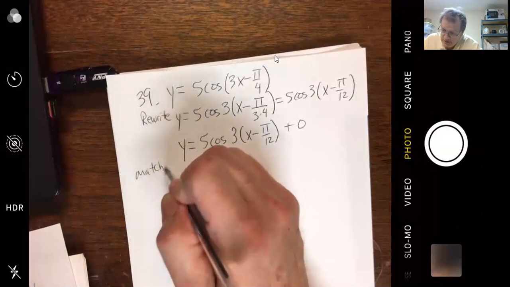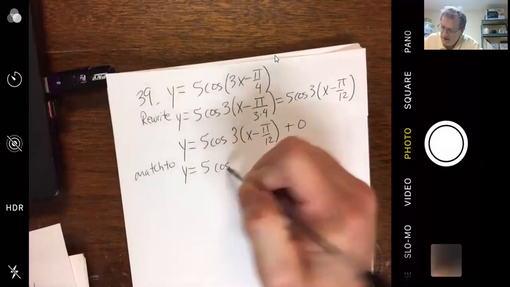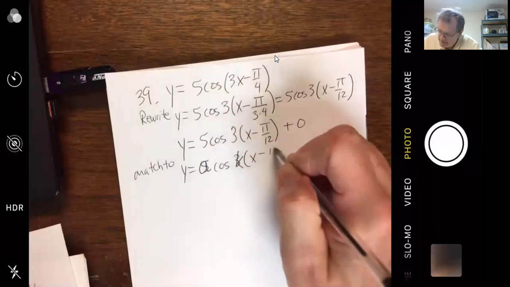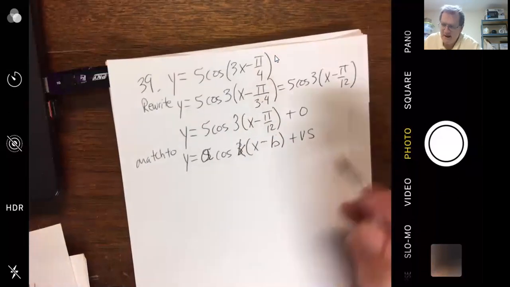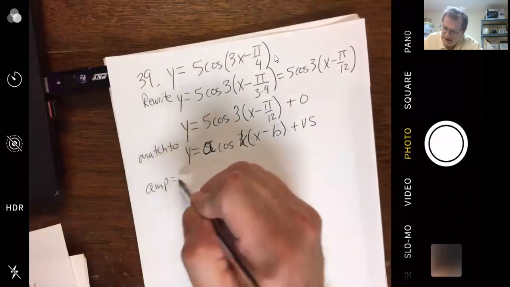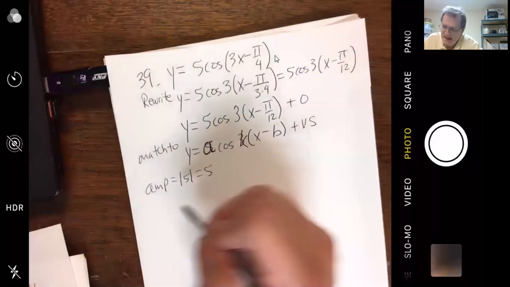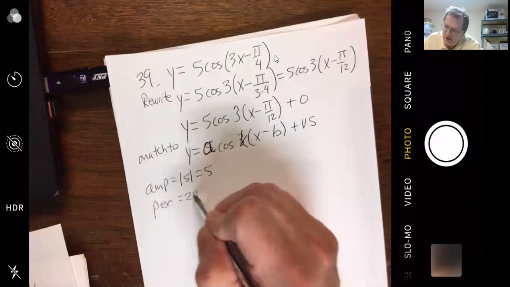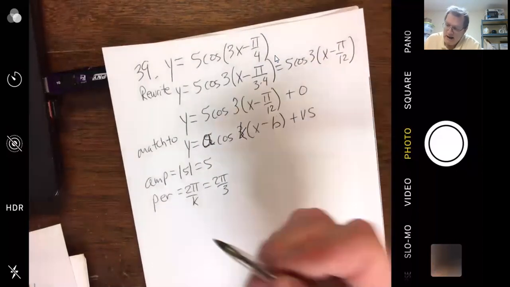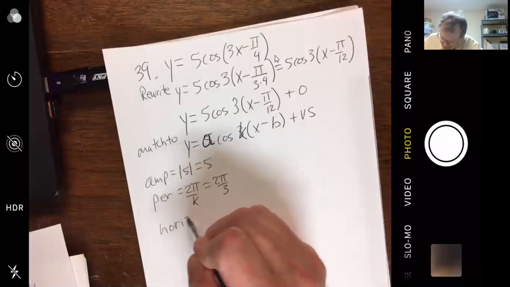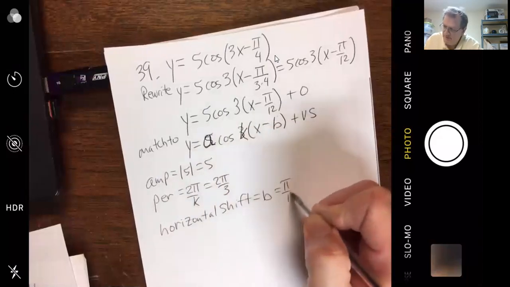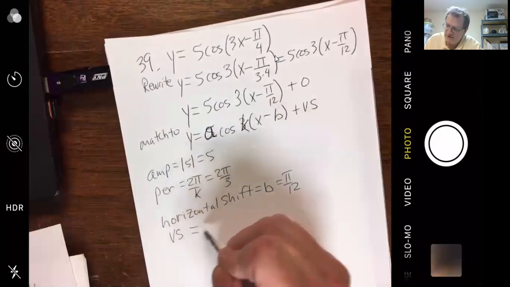Match to 5 cosine 3, a, k, x minus b plus your vertical shift. Okay, so that's what I wanted to do. I want to put the letters in. So when I fill in the worksheet, my amplitude is the absolute value of the 5, which is 5. Period is 2 pi over the k, and the k is directly 3. Your horizontal shift is equal to b, which is pi over 12. And the vertical shift is easy. Vertical shift is 0.